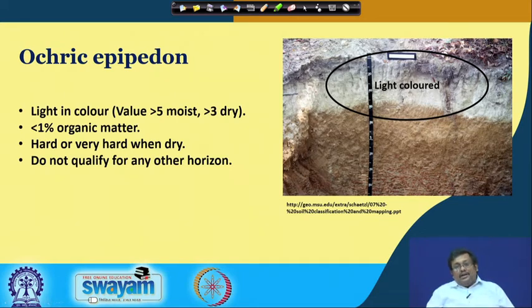Third one is ochric. Now, remember that this ochric epipedon is light in color, as you can see, and it contains less than 1% of organic matter. Obviously, when there is high organic matter, it will be dark in color. So, it contains less than 1% of organic matter. It is hard or very hard when dry, and it does not qualify for any other horizon. So, this is why it is called ochric epipedon.